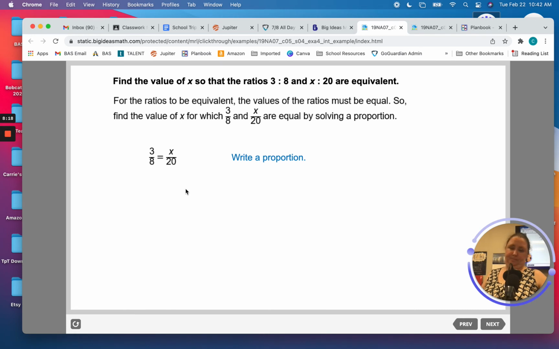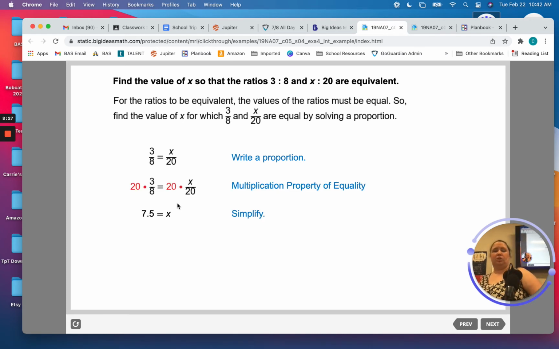Example 4. Okay, and then I'm going to do 3 times 20 divided by 8, right? Yes. Which gives you what? 7.5. 7.5.